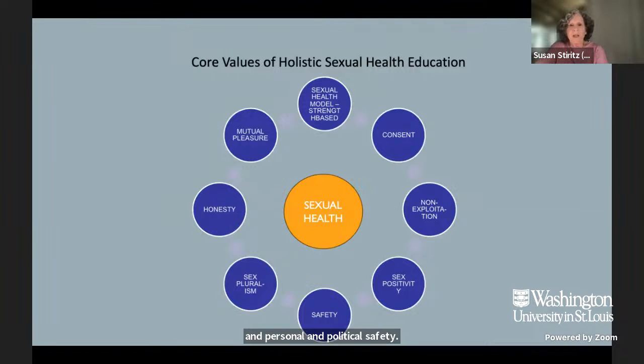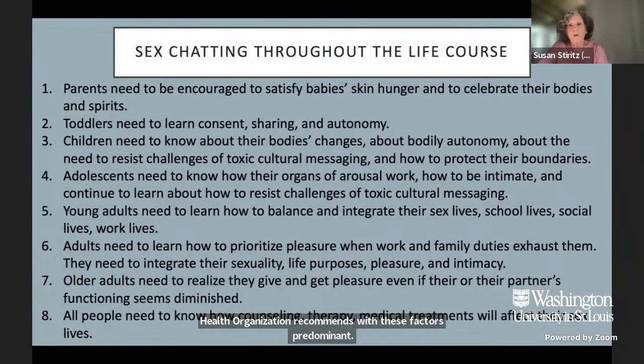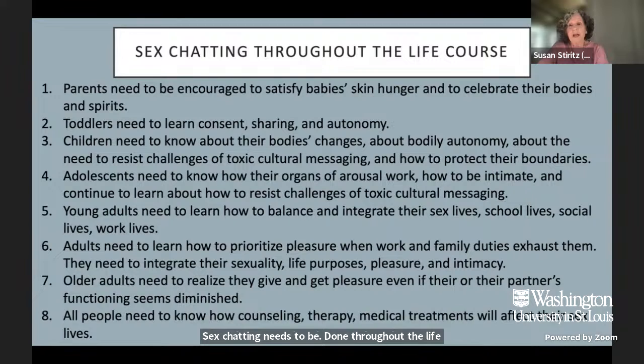So this is the sexual health model that the World Health Organization recommends with these factors predominant. Sex chatting needs to be done throughout the life course. When parents prescribe abstinence education for their children, just remember at some point they're going to probably be in a nursing home and their children are going to say, no, you can't have sex at your age. It's not proper. So what goes around comes around.